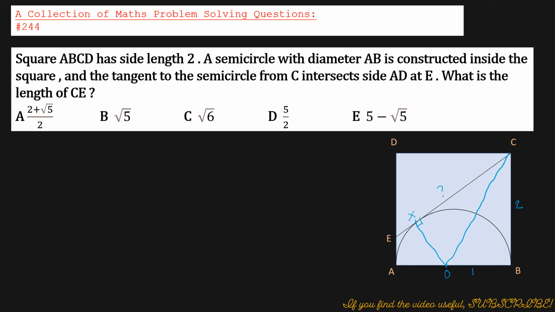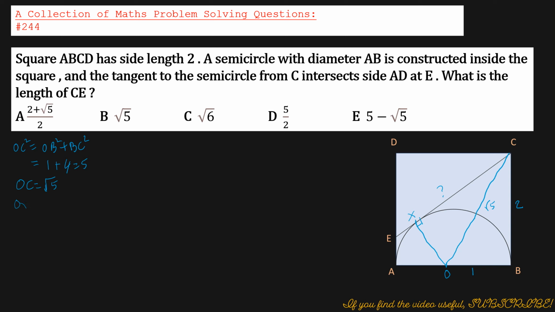So let me start with OC first. OC square equals OB square plus BC square, and that equals OB square is 1 plus BC square is 4, and that equals 5. So OC would be root 5. So that is root 5, and using that I can find what XC is.